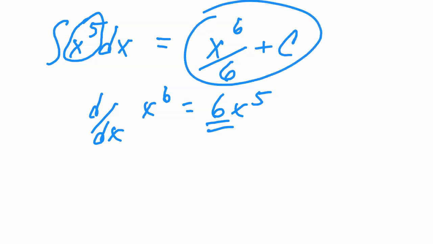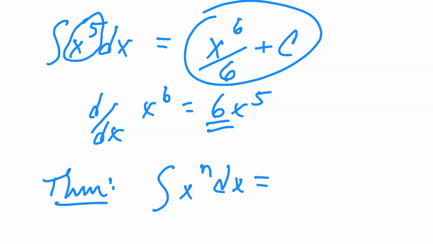So we're starting to get a pattern here, and the pattern is this. We have a theorem for antiderivatives, the power rule. If I have the antiderivative of x to the nth power with respect to x, then that's going to be, once again, the derivative of what is x to the nth.